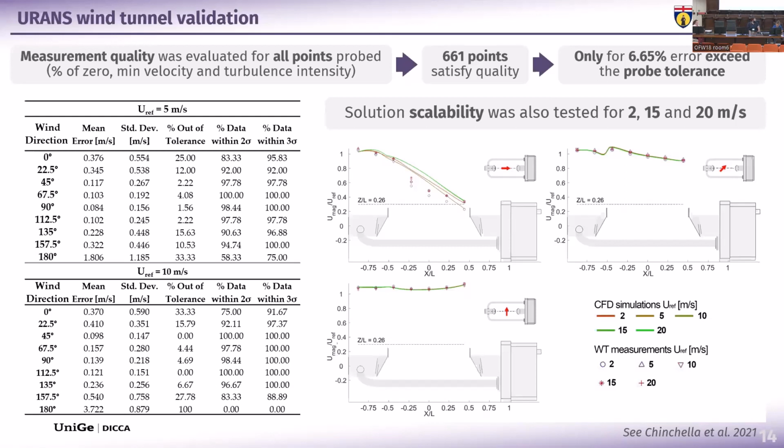In the table, I hope it's readable, there is a more in-depth analysis of each wind direction and wind speed. In most cases, very low mean error and standard deviation are visible, with values like 0.1 meters per second average error. However, for some wind directions, like for example 180 degrees, very low quality measurements were obtained due to the high turbulence close to the gauge body and the limitation of the probe used. In this case, some amount of outliers are present.